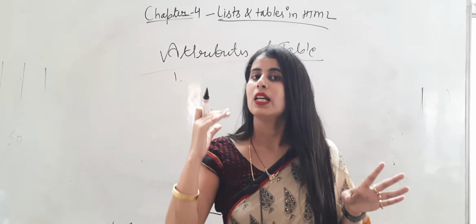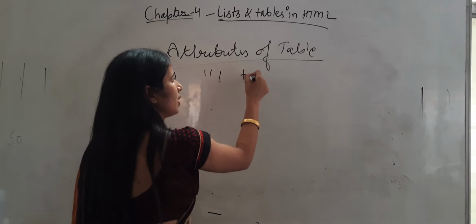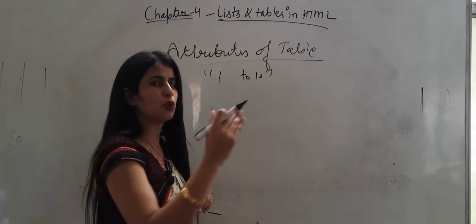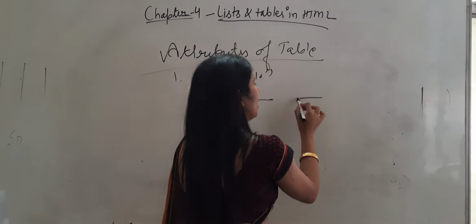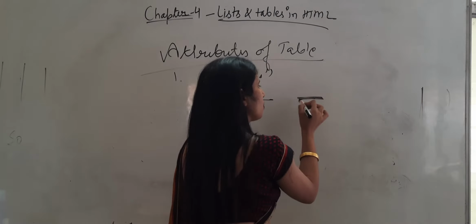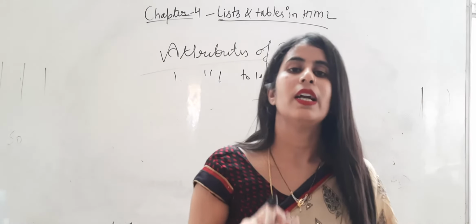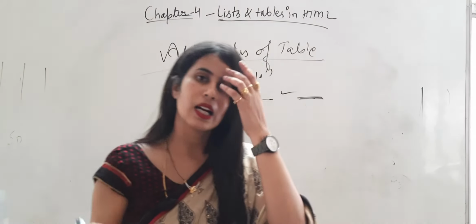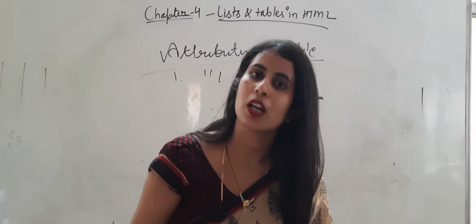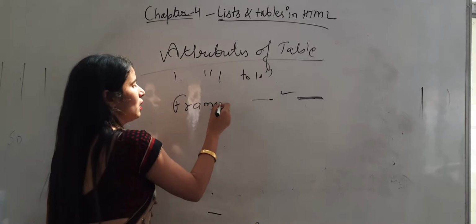We define the border in numbers 1 to 10. If it is 2, the width will increase. Suppose this is one border and here I am using this kind of border. So what is changing? The width is changing. Second is border color, which means we can change the border color also. Third was frame.